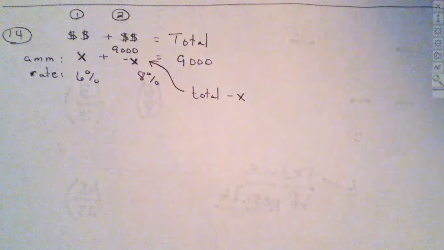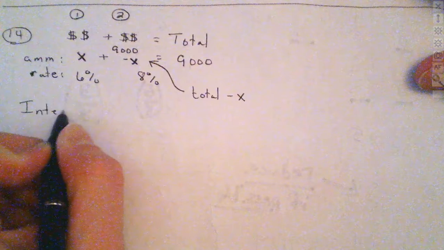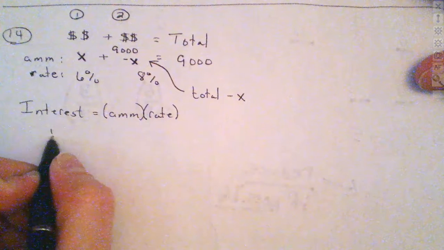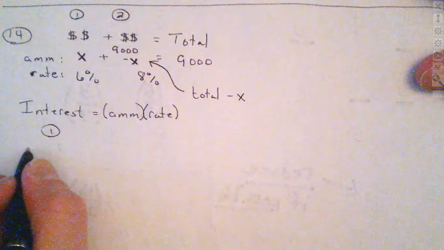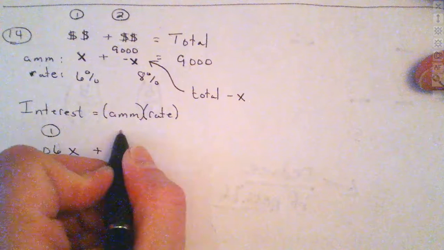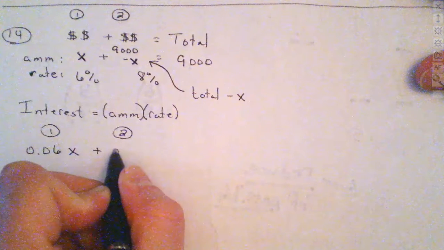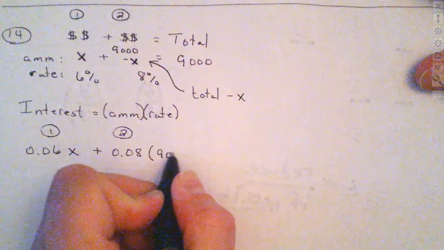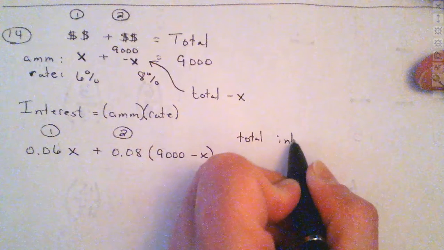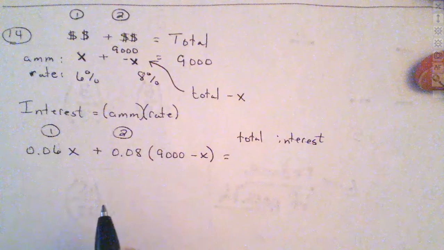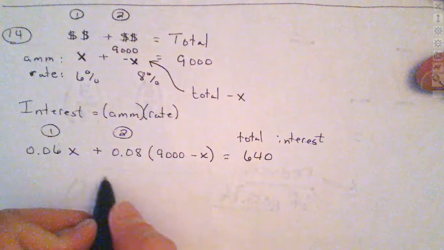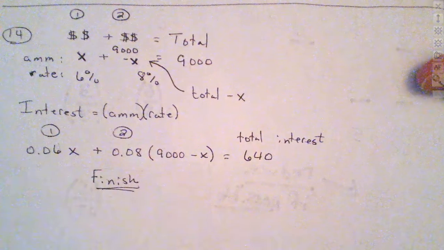So now let's go ahead and work with the interest. And remember, your interest is going to be the amount times the percentage rate. And so on our first account, we've got 6%. So that's 0.06. And how much is in there? Unknown amount, X. Second account, 8%. So that's 0.08. How much is in there? 9,000 minus X. And this is interest, so what's our total interest? Well, your total interest in this case is going to be that 640. So now you have your equation, and you should be able to finish it and solve it from there.